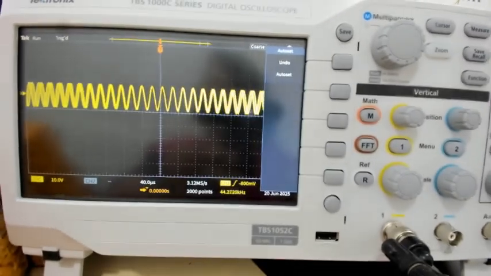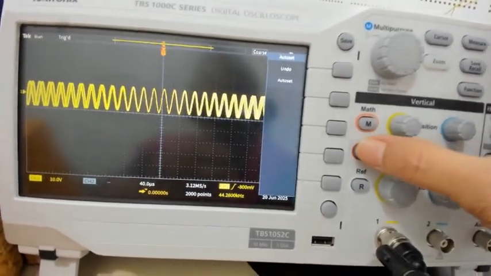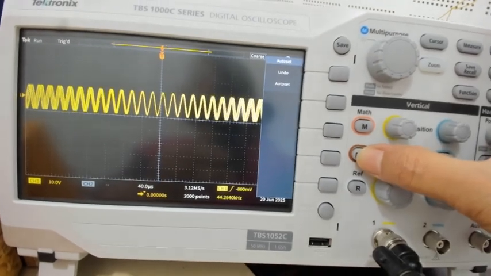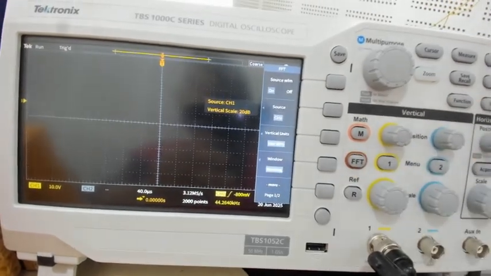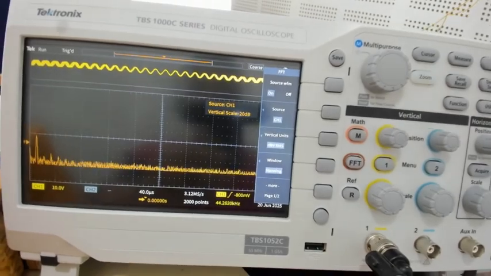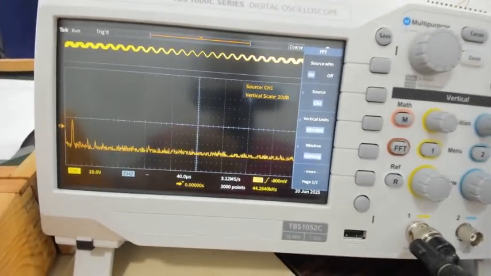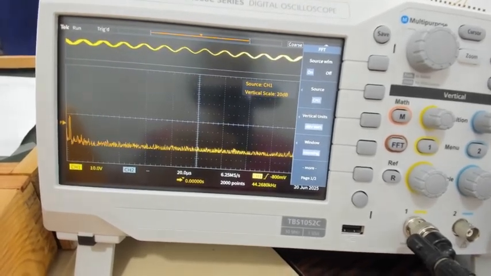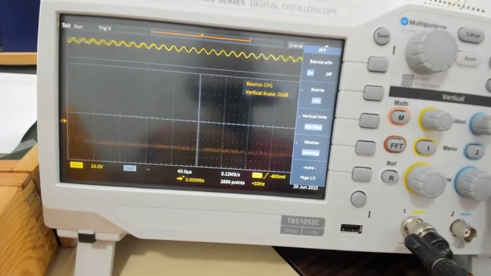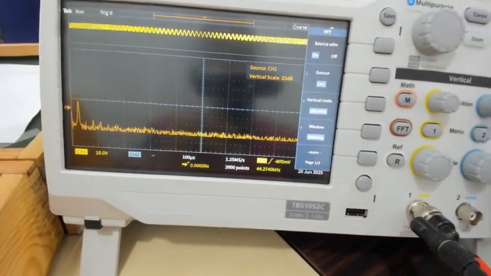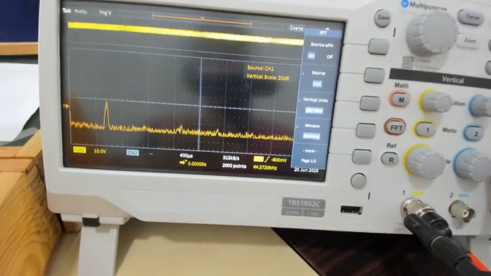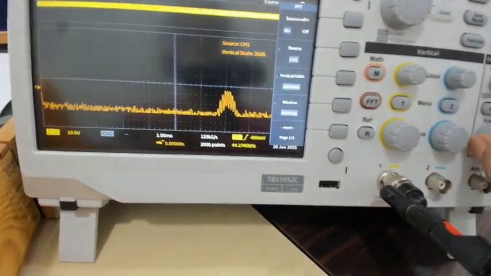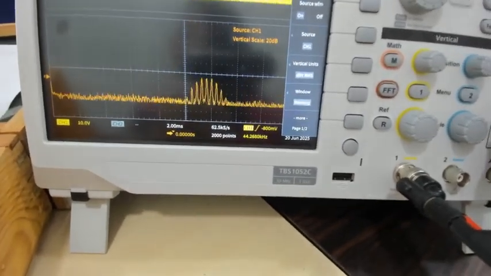Now let us observe the frequency spectrum. For observing the frequency spectrum, let us push this FFT button, and you will be able to observe the spectrum here. You have to adjust the scale in order to observe the number of sidebands.